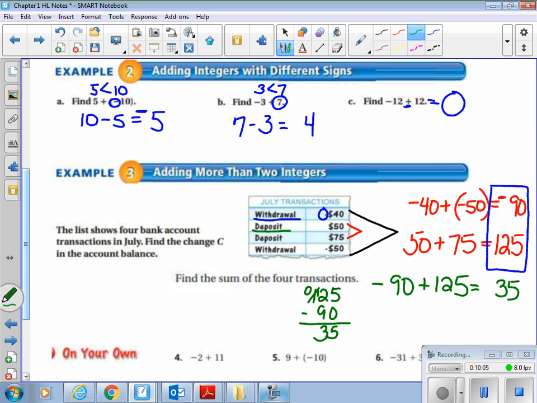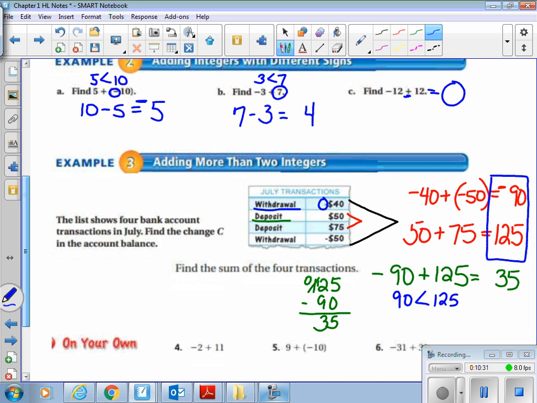So now we're going to talk about their absolute values. The absolute value of 90 is 90. The absolute value of 125 is 125. Since 125 is greater than 90, our answer is going to take that sign, which was positive. Therefore, my answer is positive 35. All right, so I used the terms that had the same sign first, and then I combined my two answers.